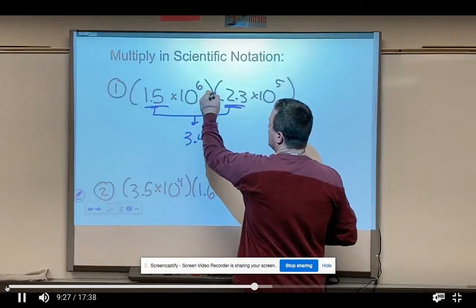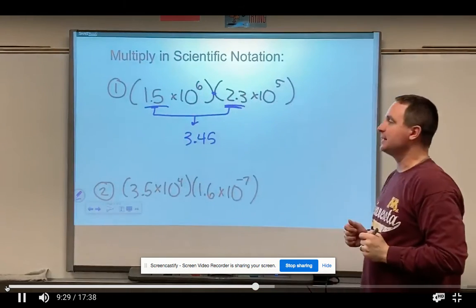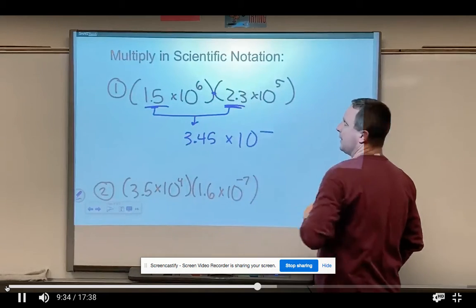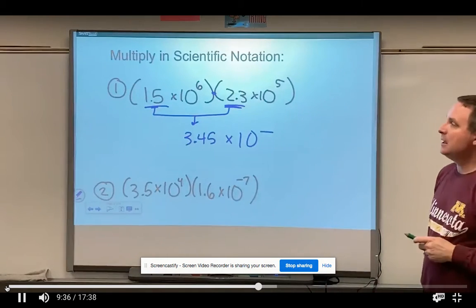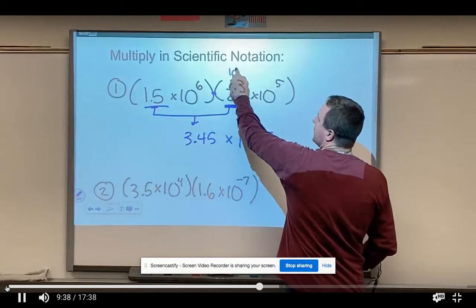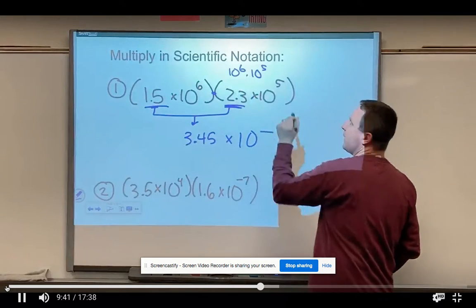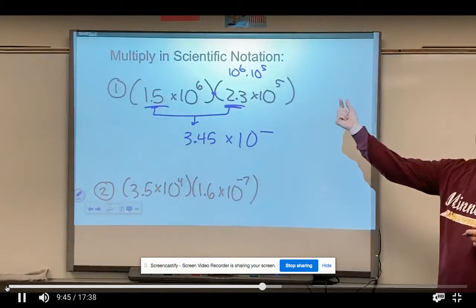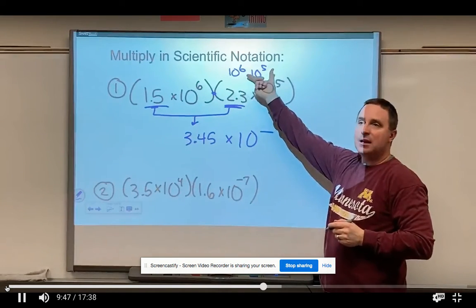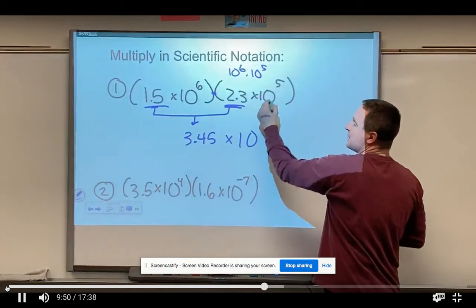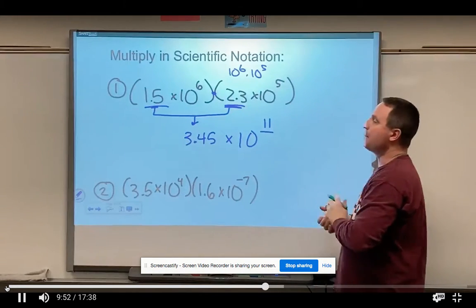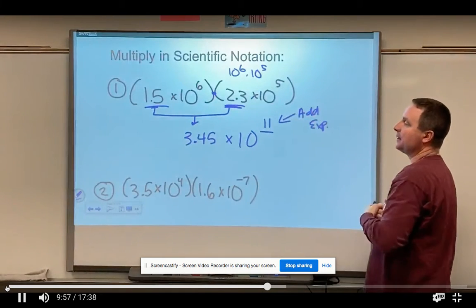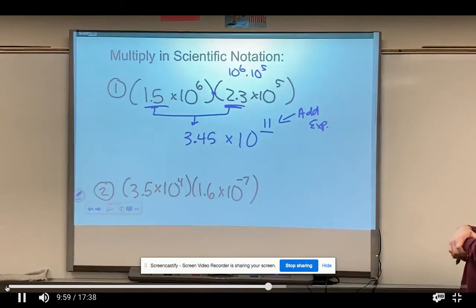All these things are just being multiplied together, so I can multiply things in any order. I'm going to multiply those together, and then it's going to be times 10 to some power. Well, what I have here is 10 to the 6th times 10 to the 5th. One thing we learned a while ago with the properties of exponents is that when I multiply two numbers and the bases are the same, I add the exponents together: 10 to the 11th power. What I did up here is I added the exponents on the 10. So 3.45 times 10 to the 11th.